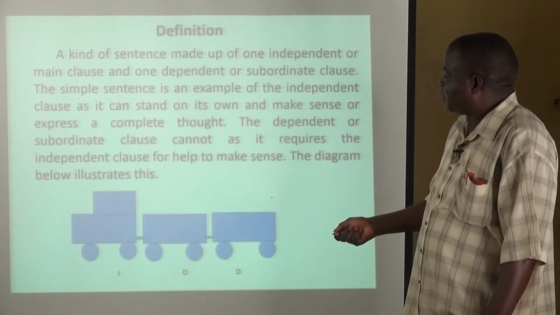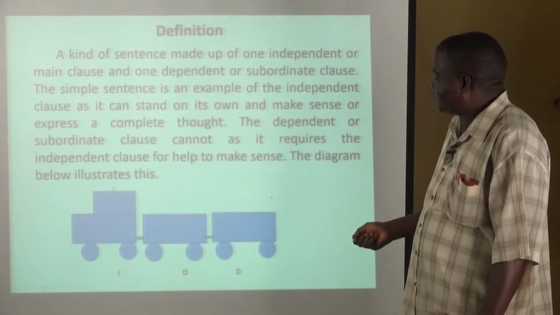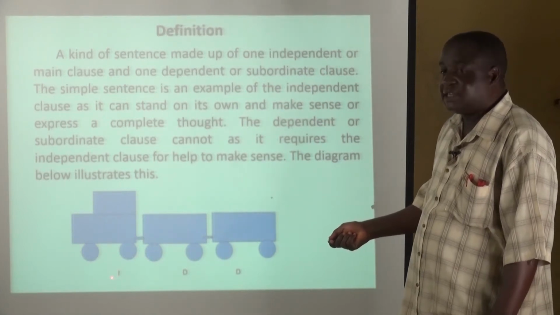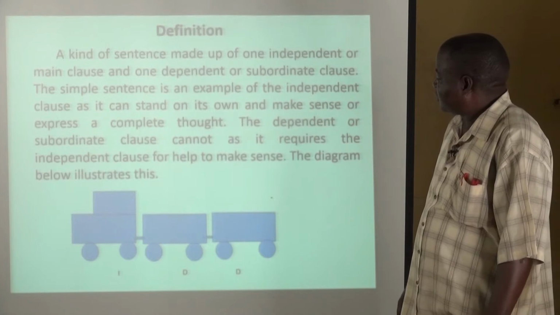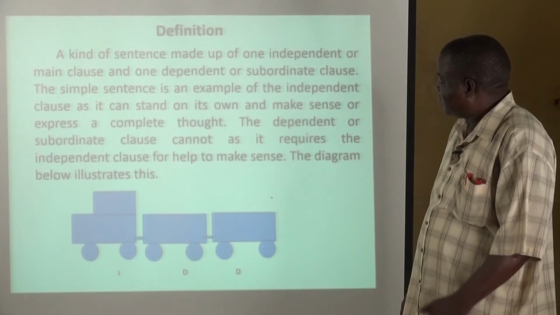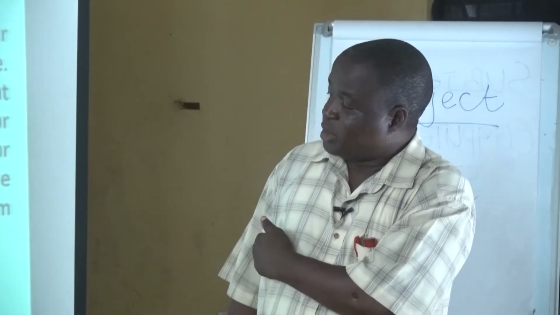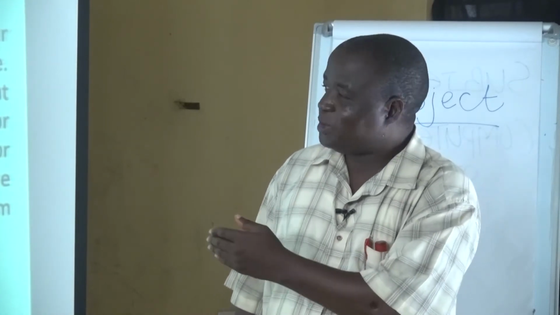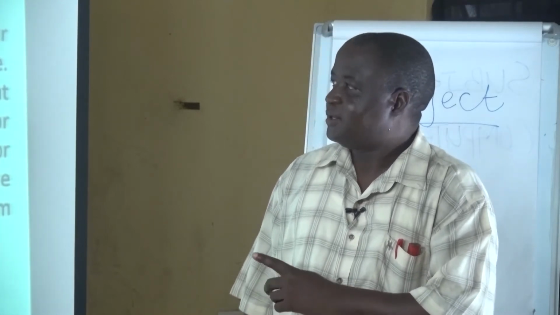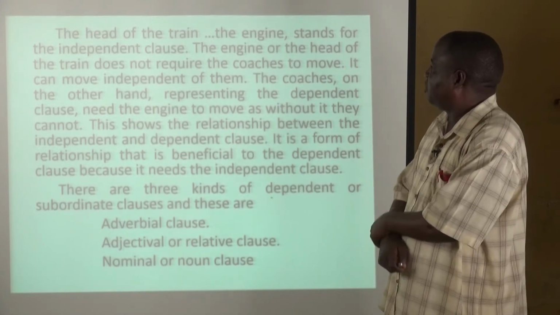Now, if you look at the diagram, we have the head of the train here and two coaches. Under it, we have the capital I there, representing the independent clause, and then DD for the other two, the coaches, which means that without the head of the train, the body will not move. So without the independent clause, the dependent clause does not make sense.